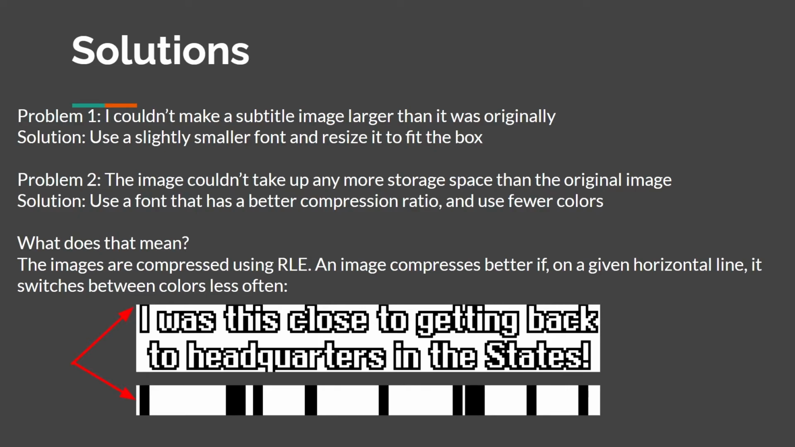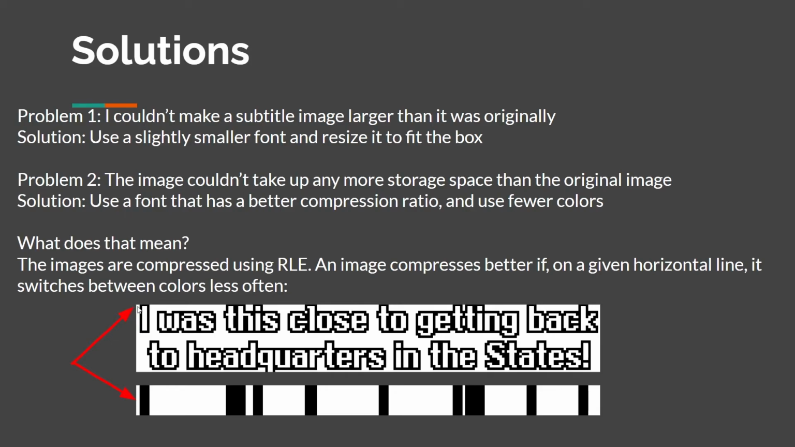The images were being compressed using run length encoding. Again, in my Racing Lagoon video, I go over this compression method in depth. But basically, the way to improve your compression ratio when the files are being compressed with run length encoding is to reduce the amount of edges that the compressor sees.